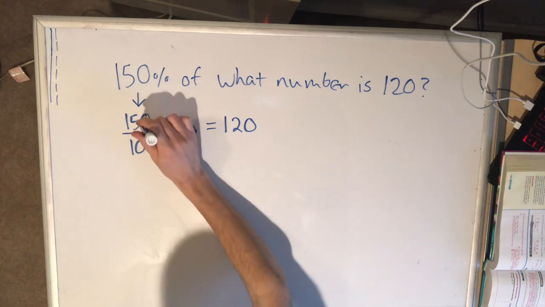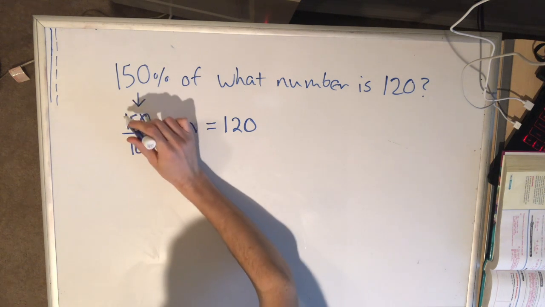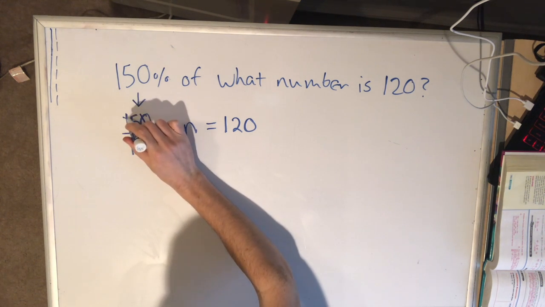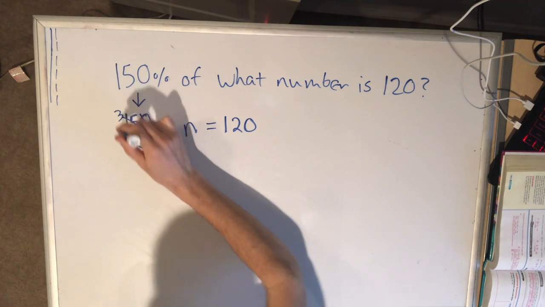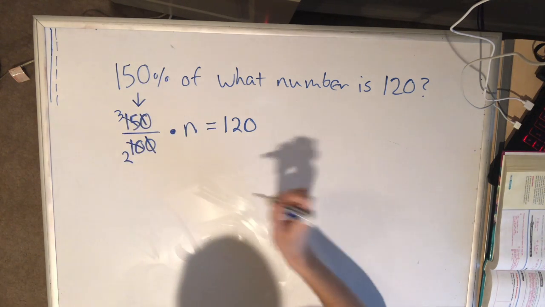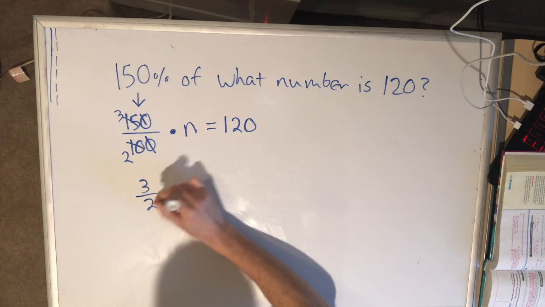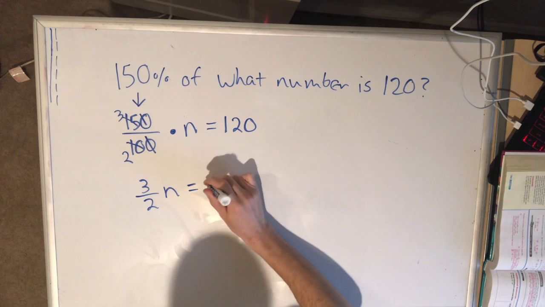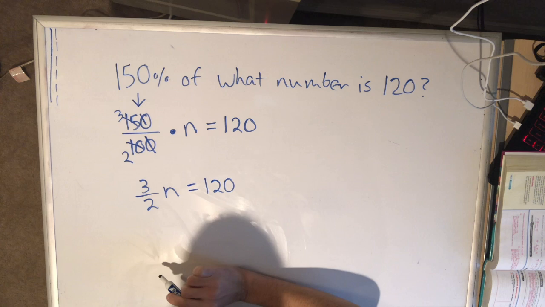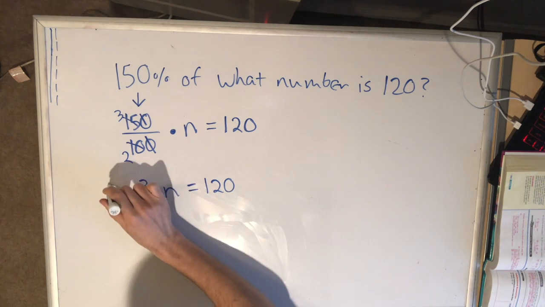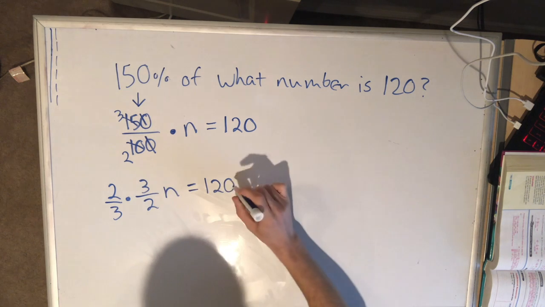Any form of is, whether past tense or plural, like was or were, means equals. We can cancel out 10 on top with 10 on the bottom. 15 on top can cancel out with 10 on the bottom by dividing each by 5 to get 3 and 2. So we have 3 over 2 n equals 120. To get rid of a fraction that's multiplying a variable, multiply each side by the reciprocal of the fraction, flipped upside down.